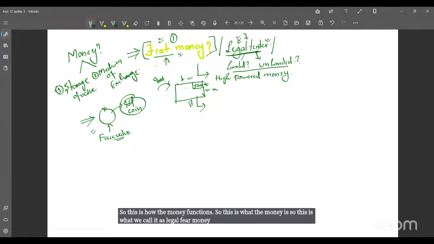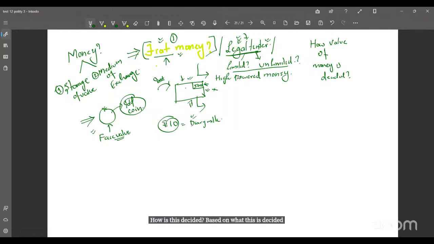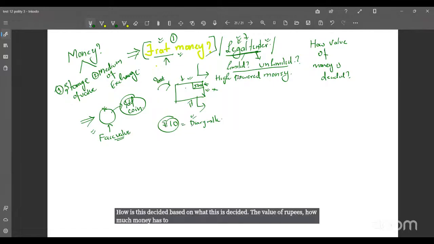So here, how is the value of money decided? For example, 10 rupees for a Dairy Milk. How is this decided? Based on what is this decided? The value of rupees, how much money has to be printed? How is this decided? Any idea?